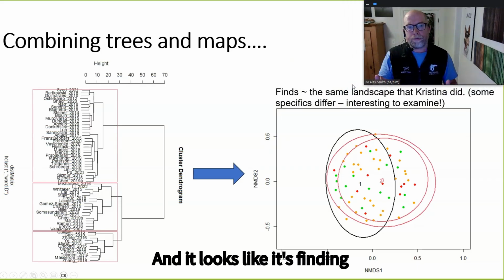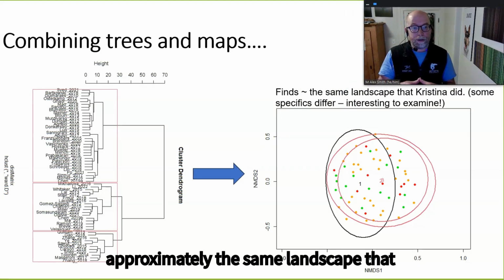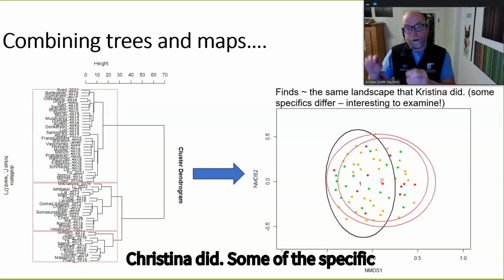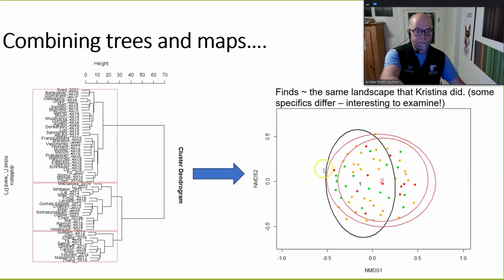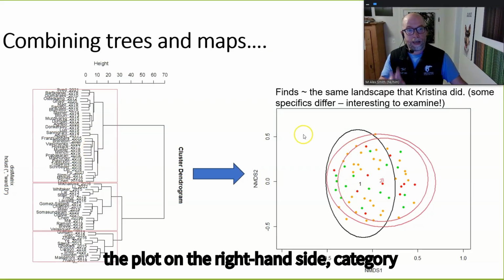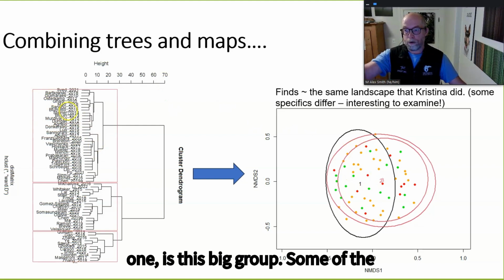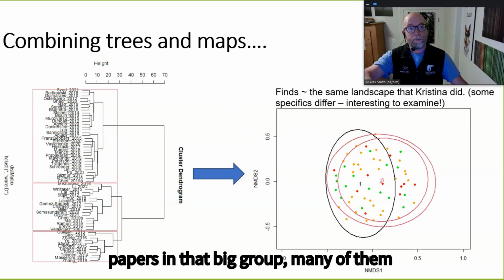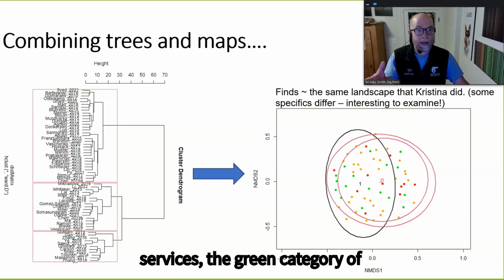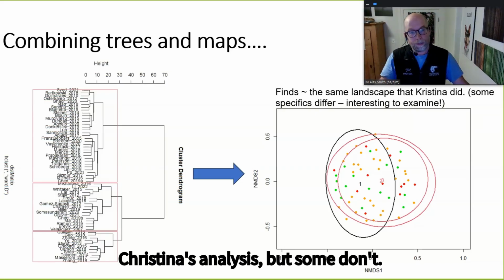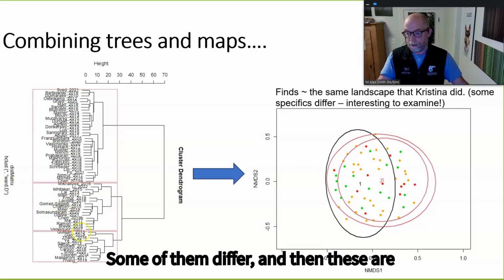And it looks like it's finding approximately the same landscape that Christina did. Some of the specific papers differ as to where they were included. So, for example, in the plot on the right-hand side, category 1 is this big group. Many of the papers in that big group correspond to the Ecosystem Services, the green category of Christina's analysis, but some don't. Some of them differ, and then these are 2 and 3.